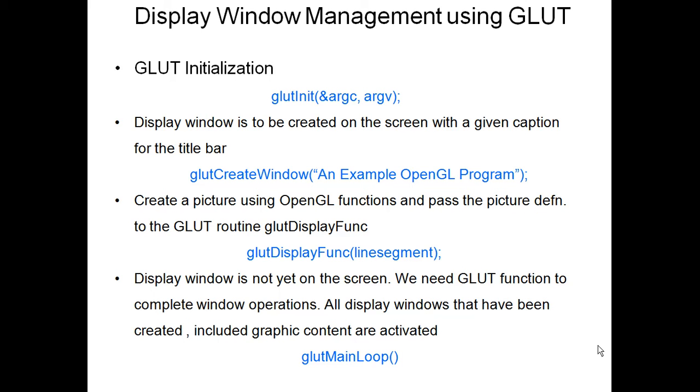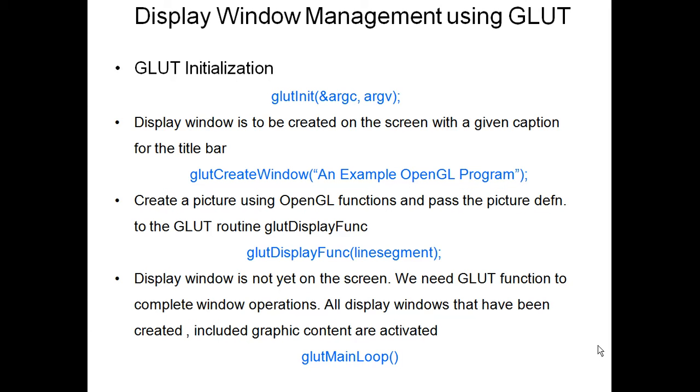GLUT initialization is done using glutInit(). A display window is created on the screen with a given caption in the title bar. The syntax used for it is glutCreateWindow(). Create a picture using OpenGL functions and pass the picture definition to the GLUT routine. The syntax used for it is glutDisplayFunc().